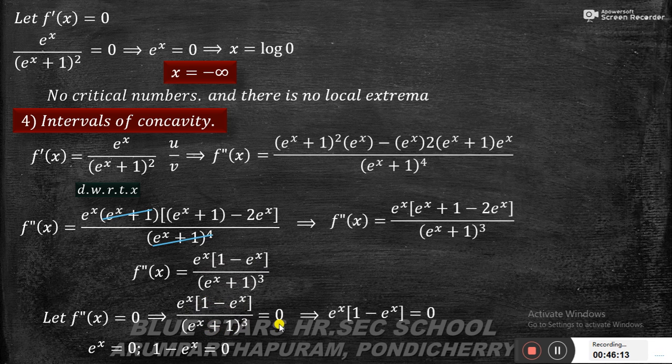The next step, we write f double dash of x equal to e power x into 1 minus e power x by e power x plus 1 whole cube. Now we find out the intervals of concavity. So f double dash of x equal to 0. The numerator equal to 0. Here there are two factors: one is e power x, another factor is 1 minus e power x. So e power x equal to 0 and 1 minus e power x equal to 0. 1 minus e power x equal to 0 means e power x equal to 1.